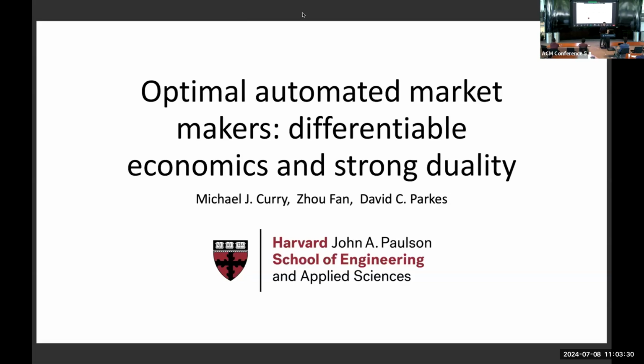My name is Zhou Fan. I'm currently a PhD student at Harvard. And today I'm going to talk about our paper, Optimal Automated Market Makers, Differentiable Economics and Strong Duality. This is a joint work with Michael Curry and David Parks. I think Michael is also sitting there in the audience.